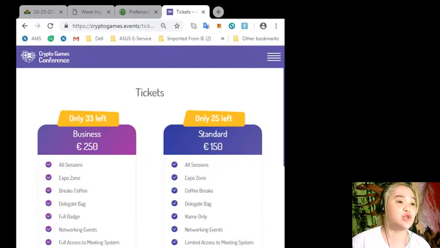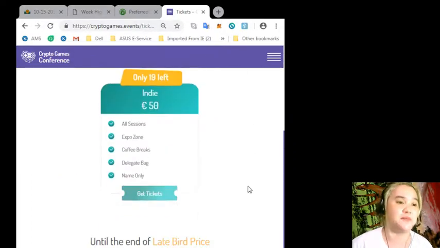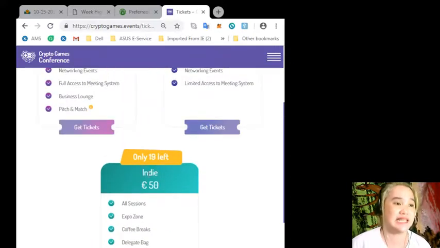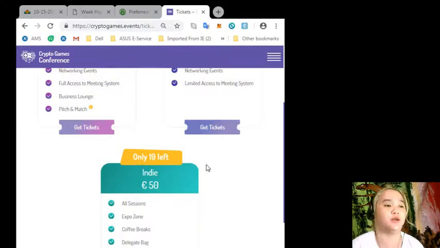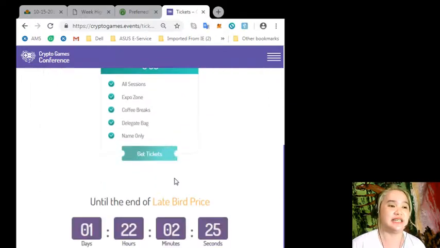Next, when you choose to buy a standard ticket, that's only 150 euro, only 25 left. Okay, you can have all sessions, expo zone, coffee breaks, delegate bag, name only, networking events, and limited access to meeting. And the cheapest ticket will be the indie ticket. It's just 50 euro. So you can have all sessions, expo zone, coffee breaks, delegate bag, and name only. So only 19 tickets left.